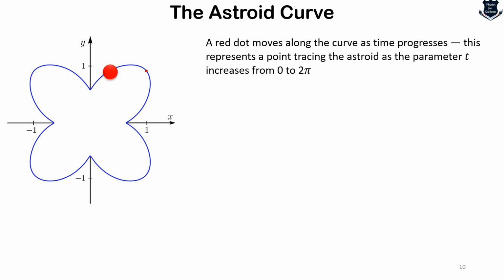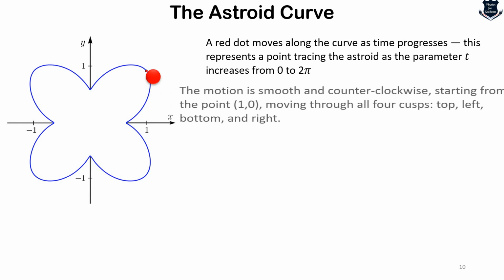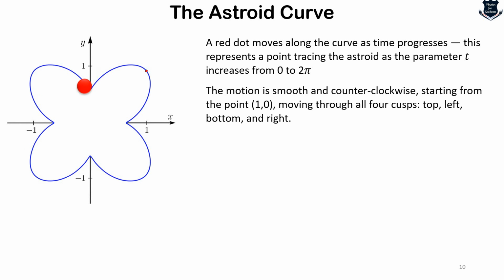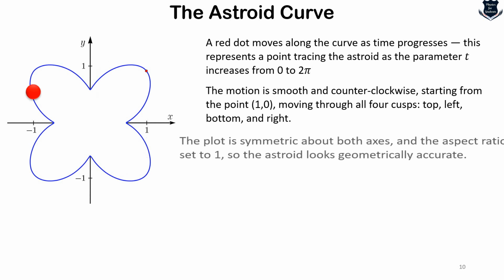So a red dot, as you can see on the left hand side of your screen, traces the curve, sweeping it smoothly and gracefully in a counterclockwise motion. At the beginning, the point starts at (1, 0), then it passes through the four cusps: to the top (0, 1), left (-1, 0), bottom, and then back to the right. We will see the quadrants very soon.